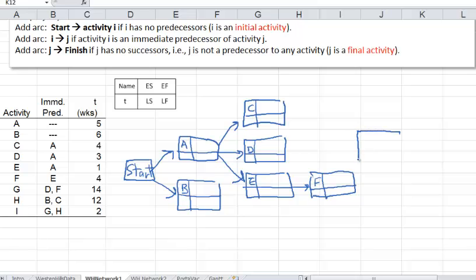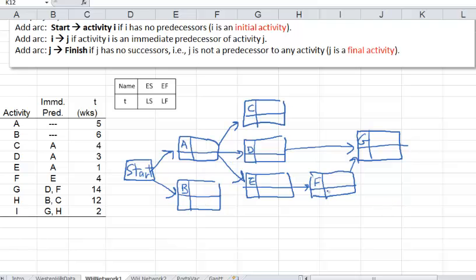Okay, so we'll put G about here and have an arc D to G and arc F to G. Now what about H? H has two predecessors, B and C. Now B is over here and C is over there. Okay, this is not going to look pretty, but as long as we show the correct information.